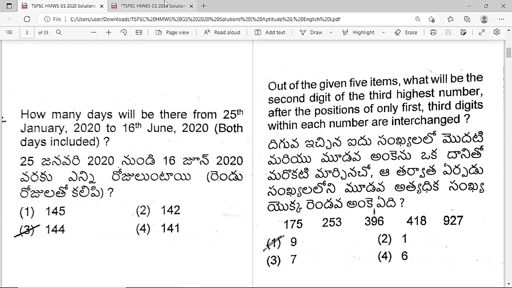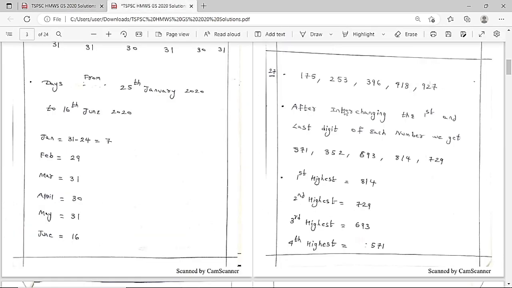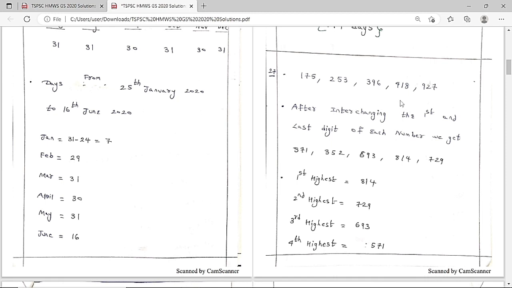So let's solve this numerically. So you can see clearly what are the 5 items they have given. 75, 253, 396, 418 and 927. So these are the 5 items they have given in the question. Now, in the question what they have mentioned, we need to interchange the first digit and the third digit. So after interchanging the first and the last digit or third digit of each number, we need to interchange these 2 things.